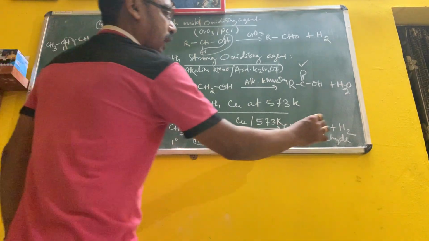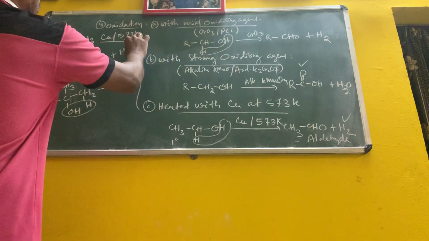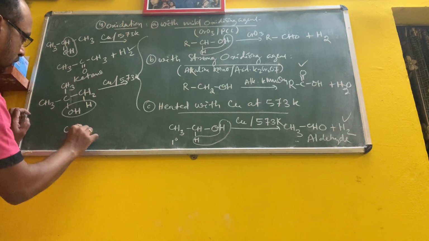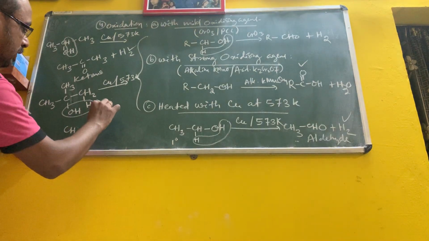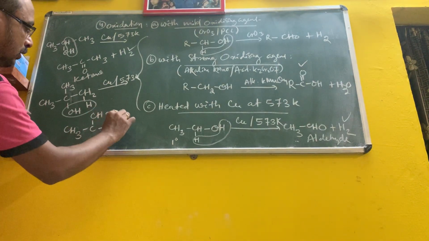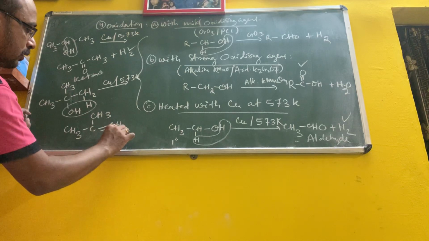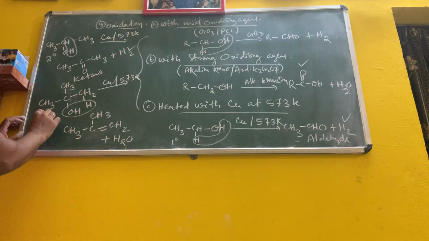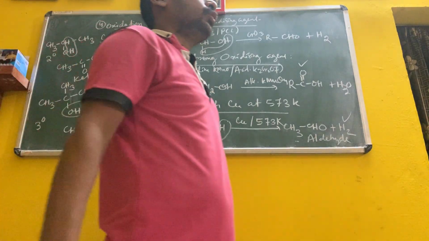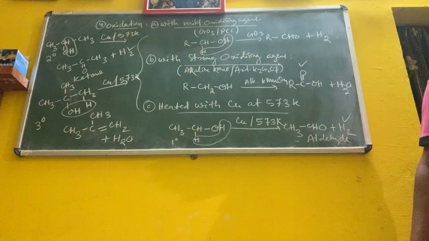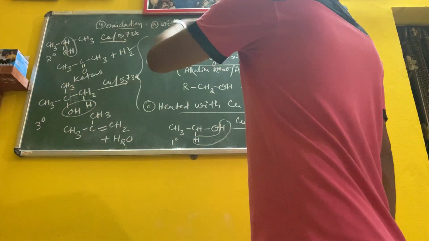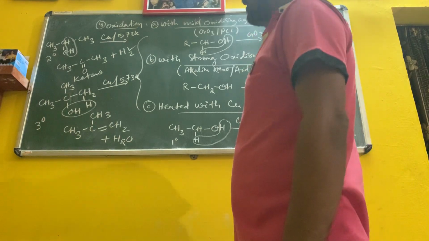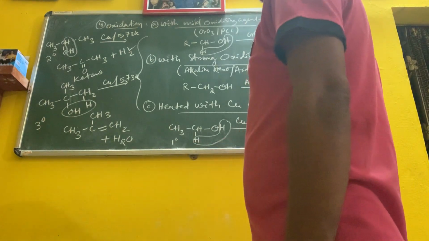Water. But here we will remove water. CH3-C(CH3)=CH2 plus water. This is your secondary, this one is your tertiary. So I think all of you are clear about the oxidation of alcohols. This is also a cleavage of the C-O bond.